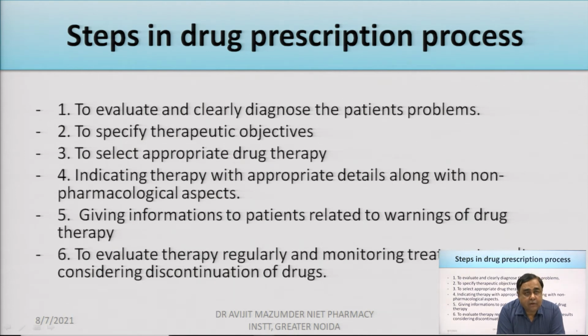Let us discuss the various steps of the drug prescription process. Number 1, evaluate and clearly diagnose the problem of the patient. This is very important. The more the experience, the better is the evaluation and the diagnosis process. Once the disease has been diagnosed, you have to specify the therapeutic objectives. Once the therapeutic objectives are specified, you have to go for what we call selecting the drug therapy.